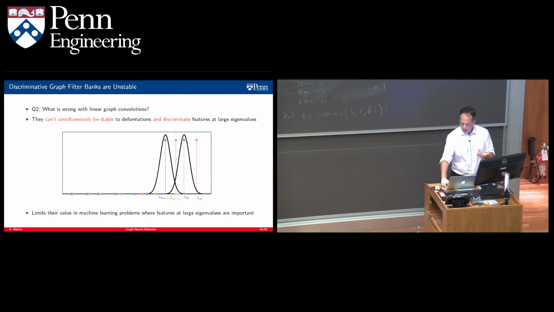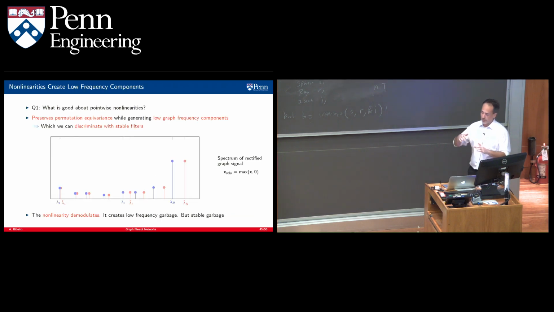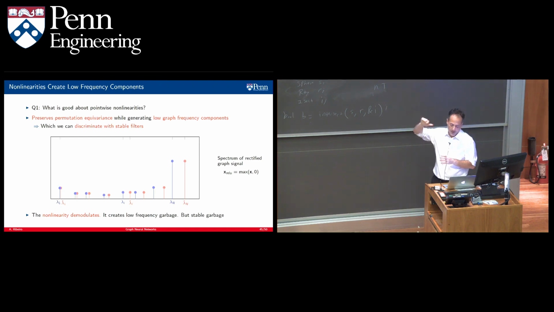But with the graph neural network, you can. Why? Because you do some rough classification, or rough isolation, of high frequencies. You send these things through pointwise nonlinearities, you demodulate, and then you capture them in low frequency with a filter that is stable.